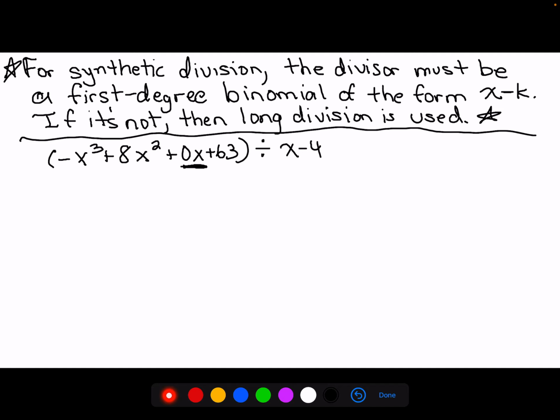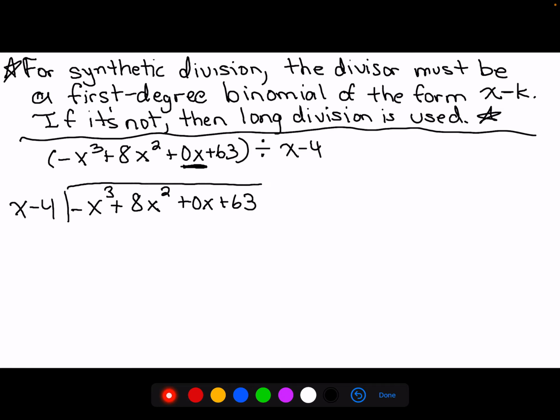If we were doing this long division, that first polynomial is the dividend. It goes on the inside. That second polynomial is the divisor. It goes on the outside.